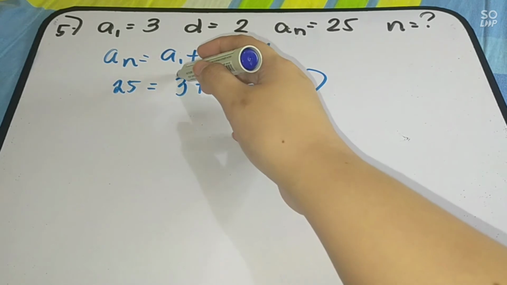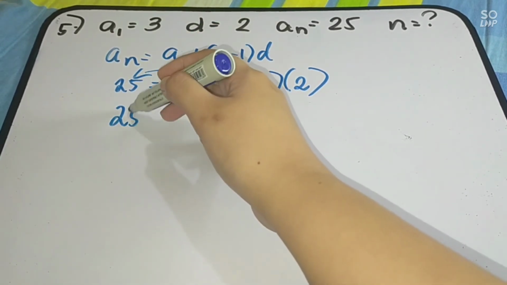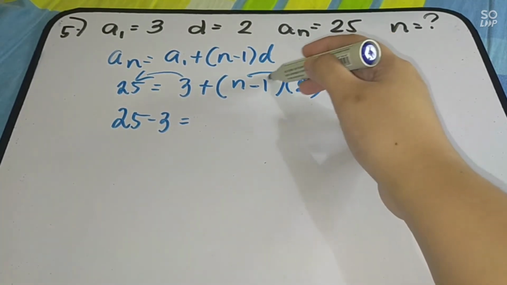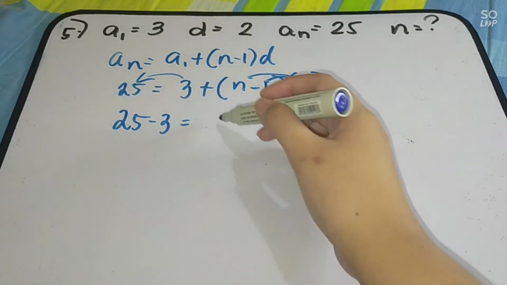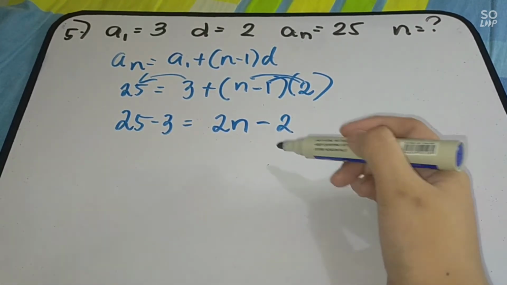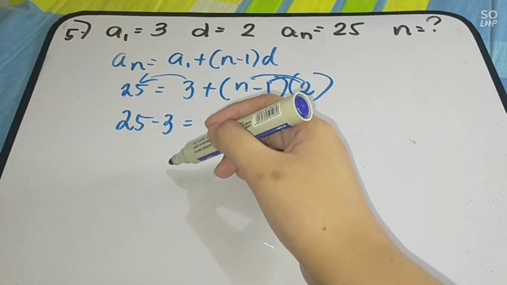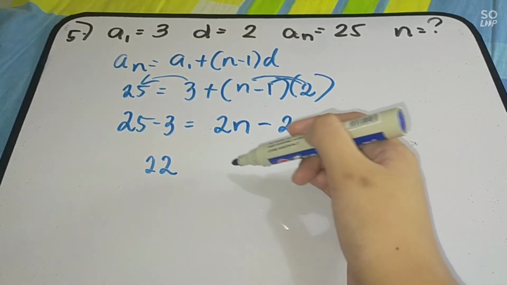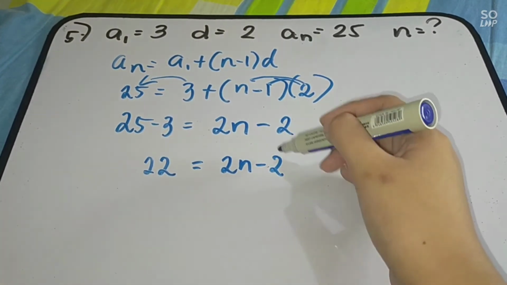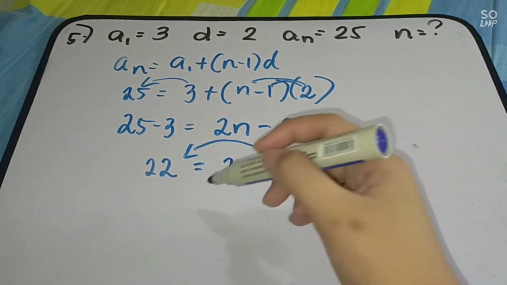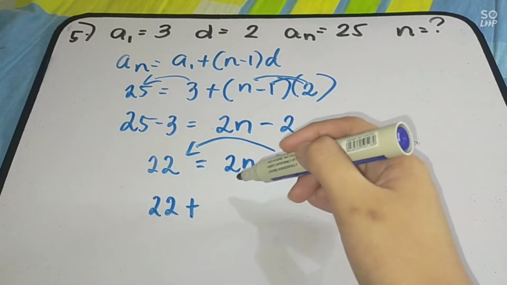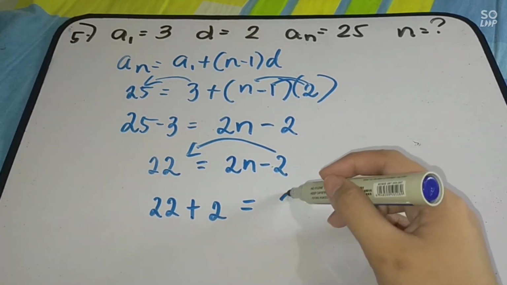Yan. Transpose mo na si 3 sa kabilang side. So, 25 minus 3 na siya is equal to. Then, distribute 2 n minus 1. 2 times n, that is 2n. Then, negative 1 times 2, that is negative 2. Then, simplify mo to. 25 minus 3, the answer is 22. Then, it is equal to 2n minus 2. Then, si negative 2, lipat mo na sa kabilang side para n na lang ang matira. So, 22, then negative becomes positive, so plus 2 siya. So, it is equals to 2n.